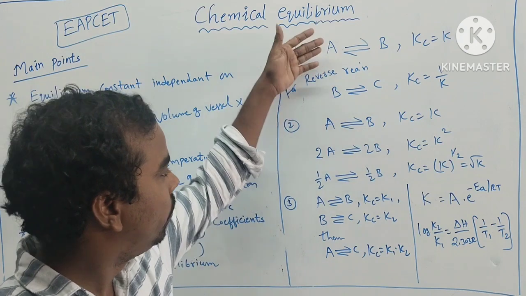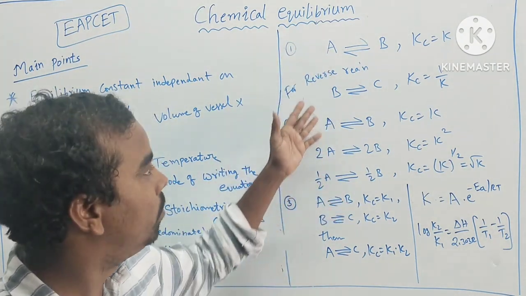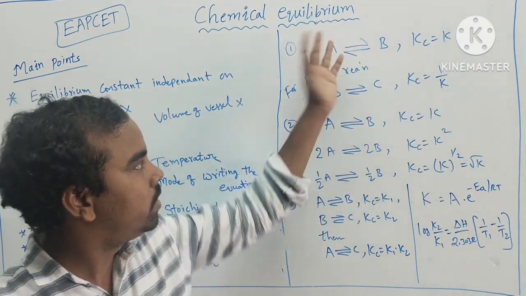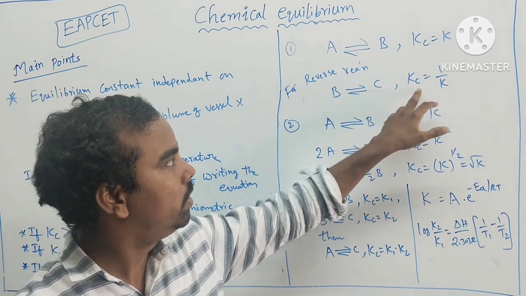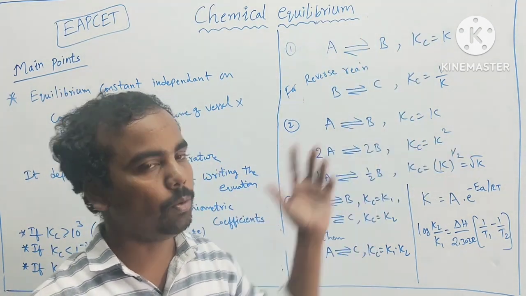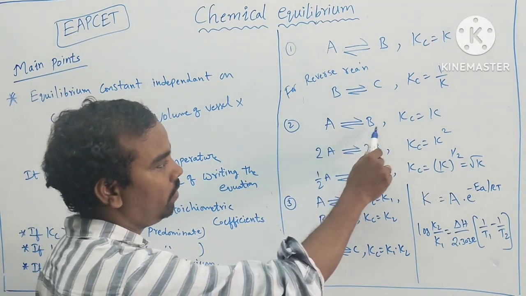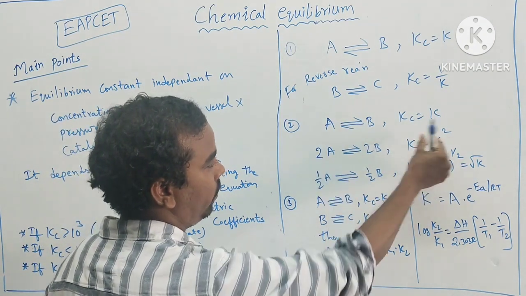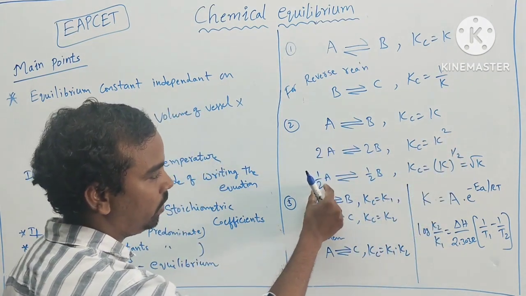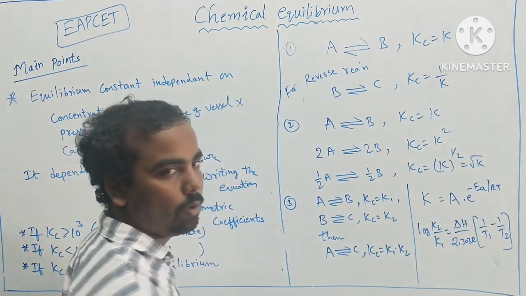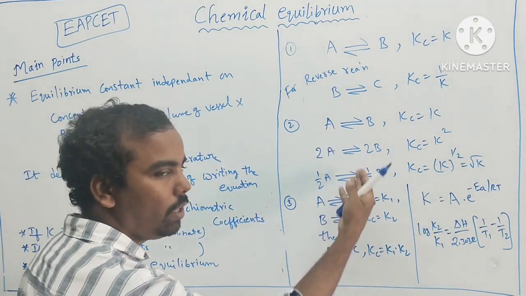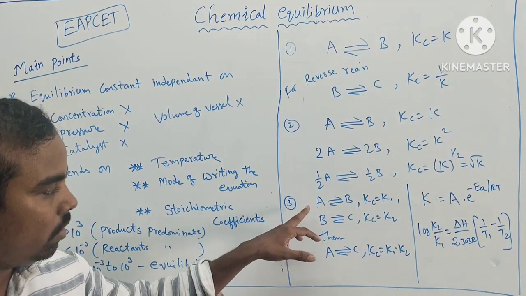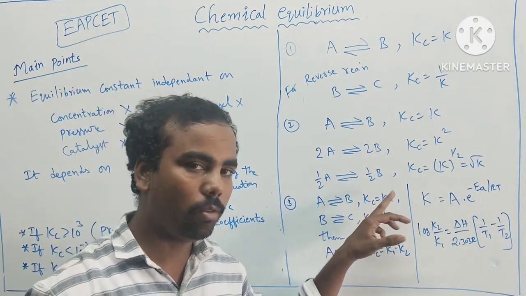Next, very important conditions for problems. A is in equilibrium with B, then Kc is equal to K. For the reverse reaction, B is in equilibrium with A, then Kc is equal to 1 by K, the reciprocal. Next, A is in equilibrium with B, Kc is equal to K. If it is multiplied by 2, then Kc is equal to K square. If it is multiplied by half, then Kc is equal to K power 1 by 2, which means root K. If it is multiplied by n, Kc is equal to K power n. So like that.